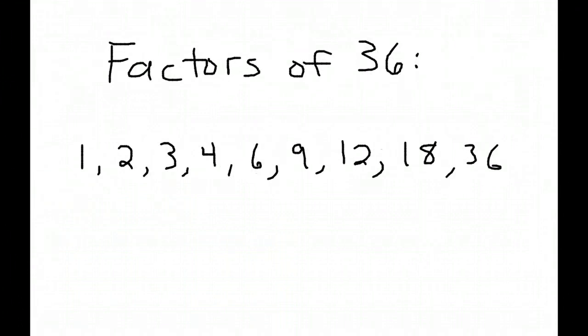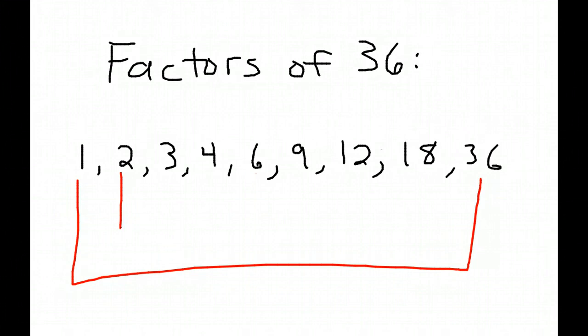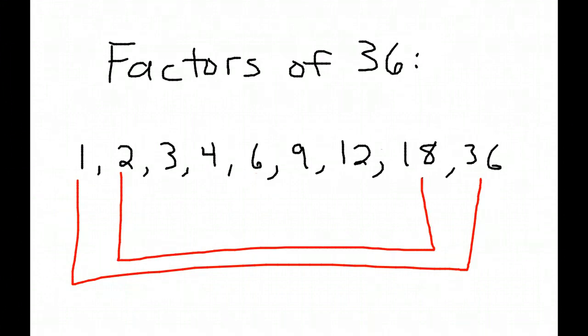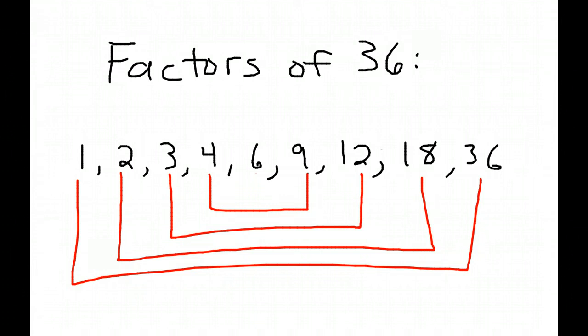If I'm looking for the factors of 36, I'll do the same thing. 1 times 36, 2 times 18, 3 times 12, 4 times 9. Now, if I end up with a number by itself in the middle, then that means I take that number times itself to get 36. So as long as I have a pair for every set of numbers, then I've got all the factors.